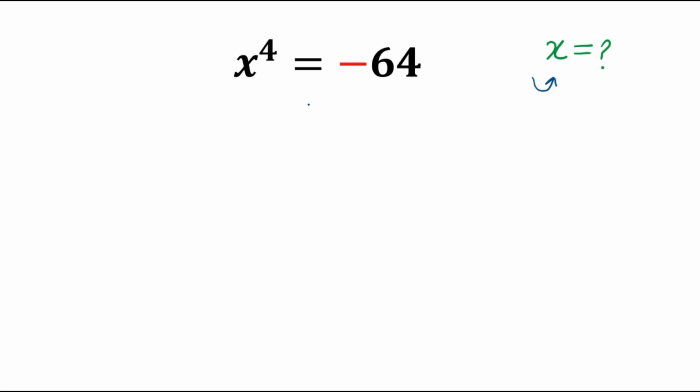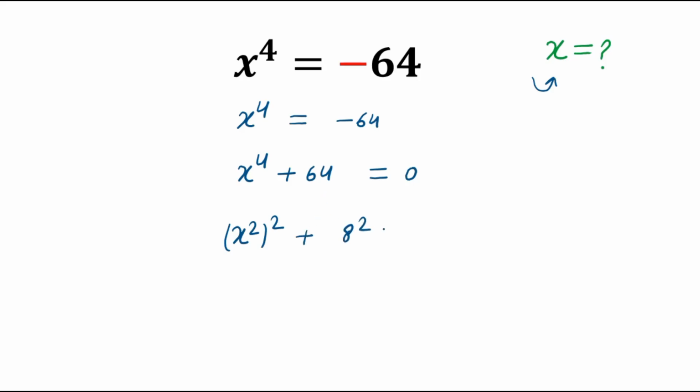Now let's start the solution of this question. On the left hand side, x power 4 is equal to minus 64. If we take all the expressions on the same side, then x power 4 plus 64 is equal to 0. x power 4 can be written as (x square) whole squared, plus 64 is 8 squared, and this is equal to 0.